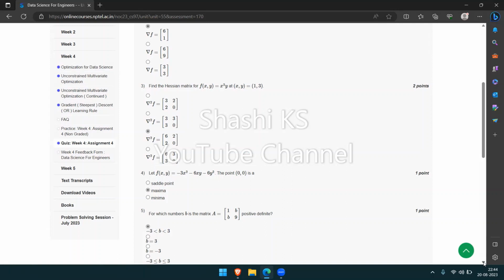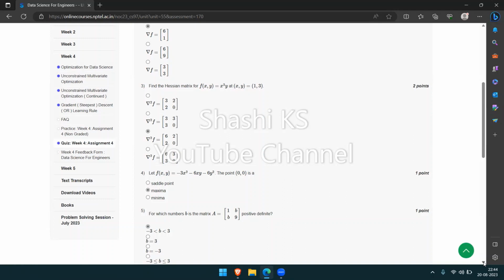Next question is, let f of x comma y is equal to minus 3x square minus 6xy minus 6y square. The point 0 comma 0 is a saddle point or a maxima or a minima is the question. So here we would be finding the first derivative of f of x. We'll be differentiating f of x comma y with reference to x. Let's call it as fx.